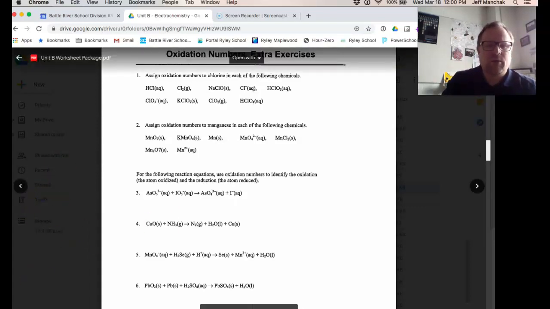So I would encourage you to hit pause now and do some practice with that. Don't forget the keys in the Google Classroom. Check your answers. Get a hold of me if you're not sure what's going on. And then I'm going to move on to talking about the next section, which is balancing using these oxidation numbers.